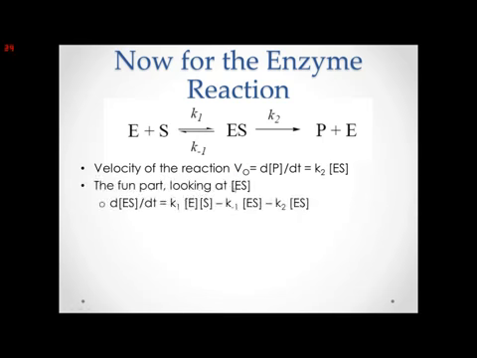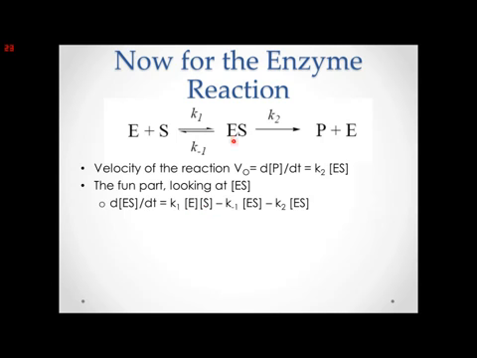Alright, so we're looking at ES. And we want to find the change in ES over change in time, because if we find out the change in ES over change in time, we can find out the change in product over change in time. So when we look at that, we're going to look at all the reactions that bring things to or away from the ES. So right here, let's start with this. E plus S goes to form ES. So that's creating ES, so that's going to be a positive sign, and it has reaction rate constant K1. So it's K1 times the precursors, E and S concentration.